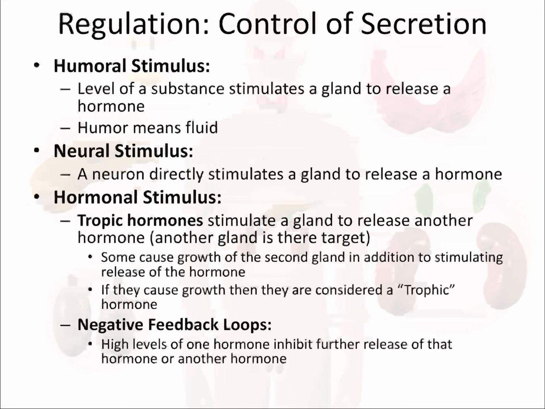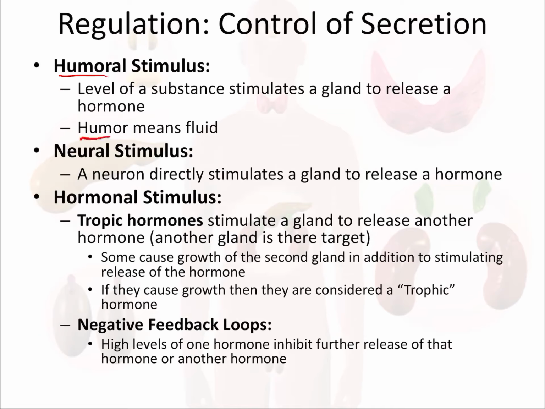Okay, a couple different ways that we regulate control of secretion. We have what's called humoral stimulus, which means the level of a substance in the blood stimulates a gland to release a hormone. Humor means fluid. Neural stimulus means a neuron directly stimulates a gland to release a hormone.